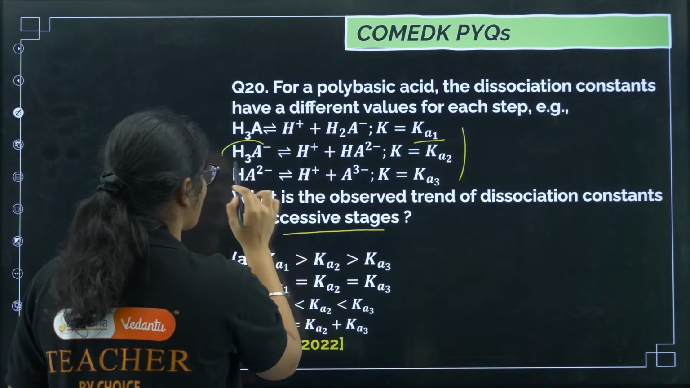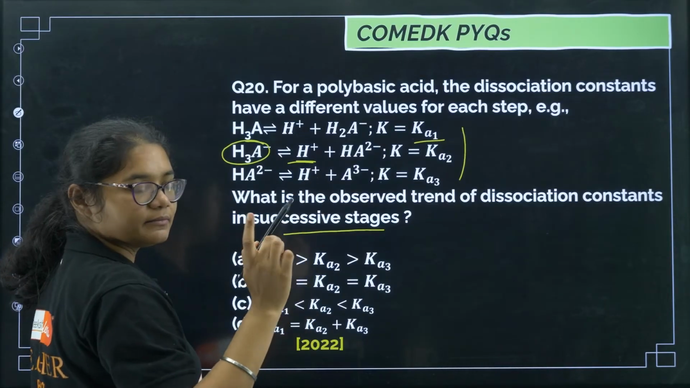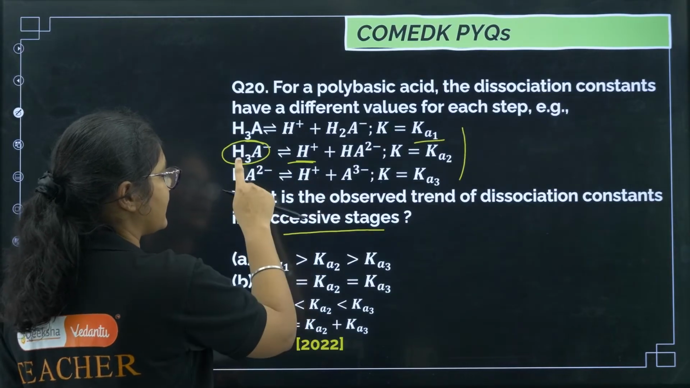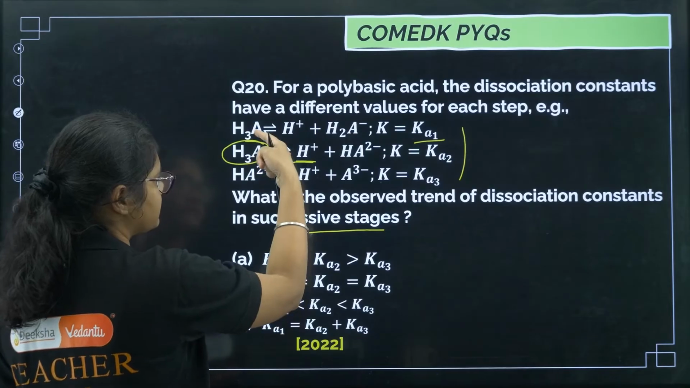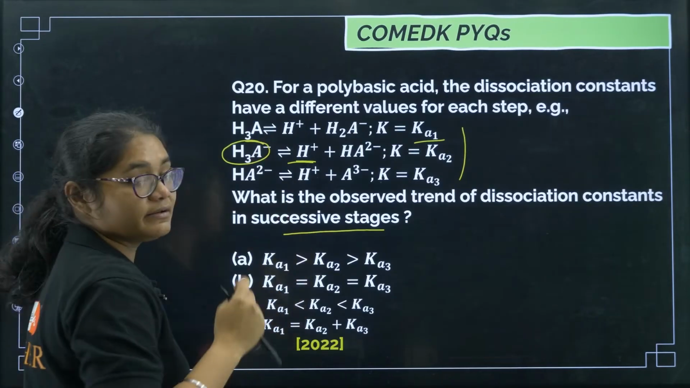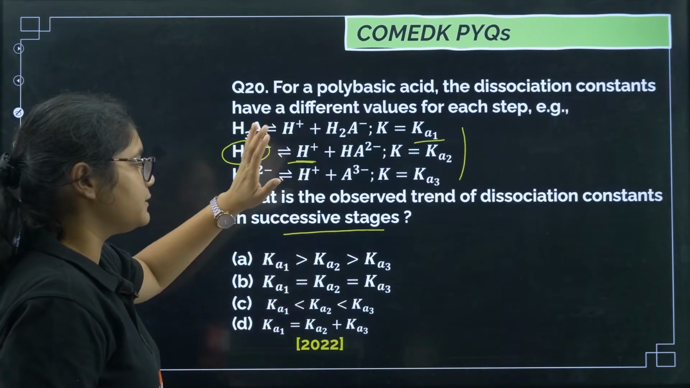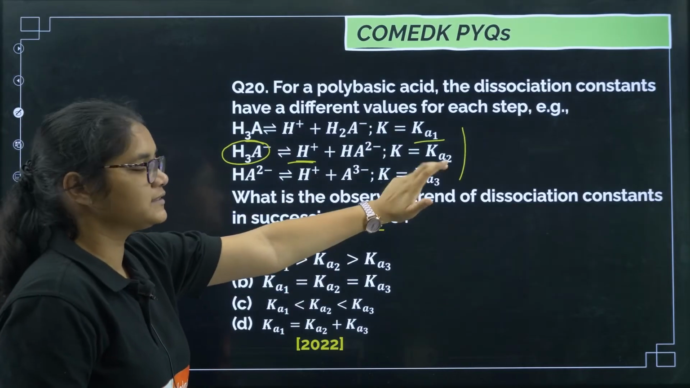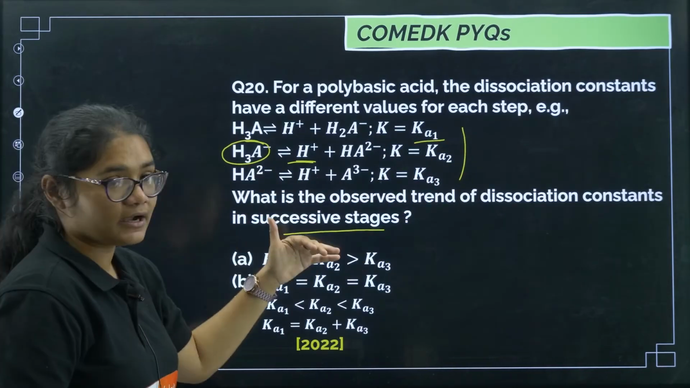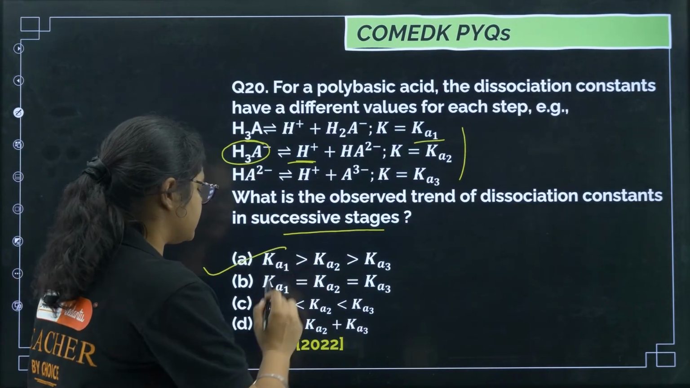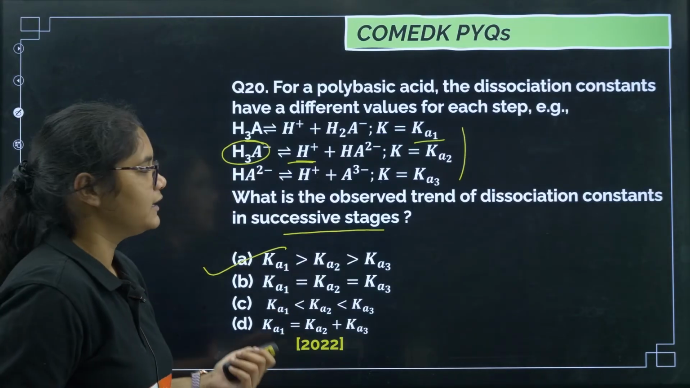This one is not willing to give you H+ because it is attracting that H+ stronger with respect to this one, because it is a negatively charged species. So here removing H+ will be very difficult, so acidity will decrease, Ka2 will decrease, and further here it will decrease. So Ka1 is greater than Ka2 is greater than Ka3.